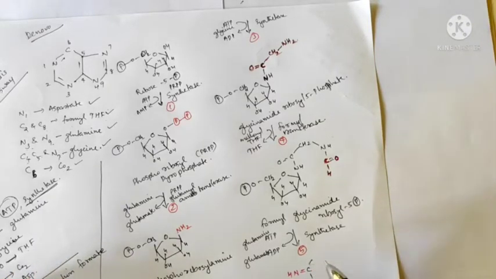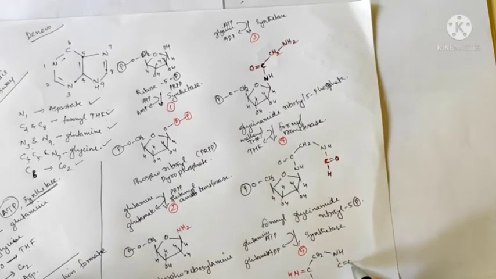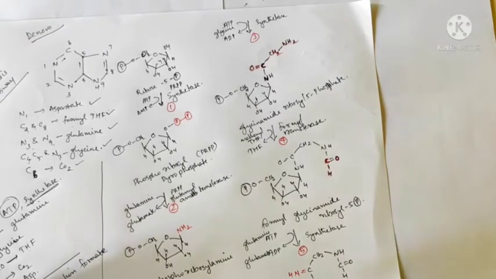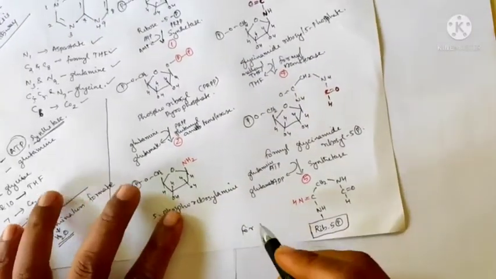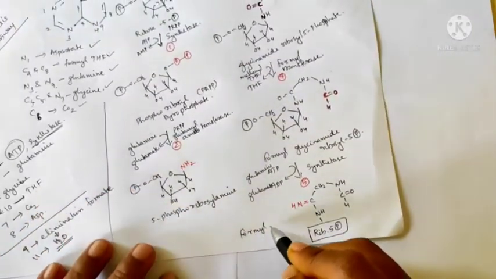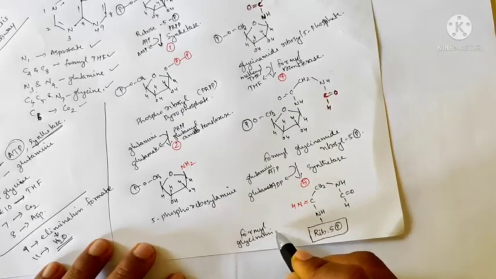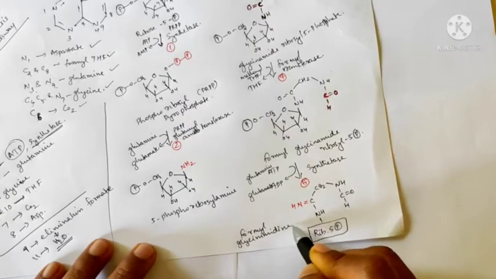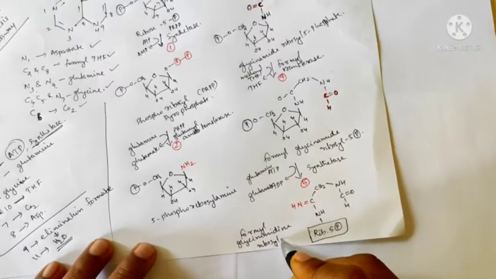Then CH2, NH, C double bond O, H. This is formyl glycinimidine ribosyl 5-phosphate.